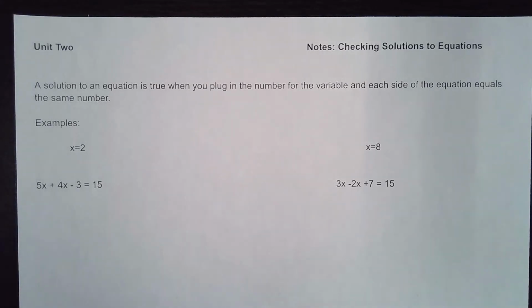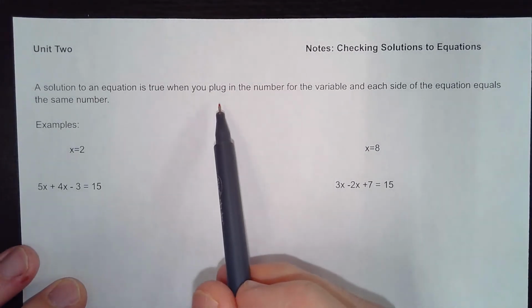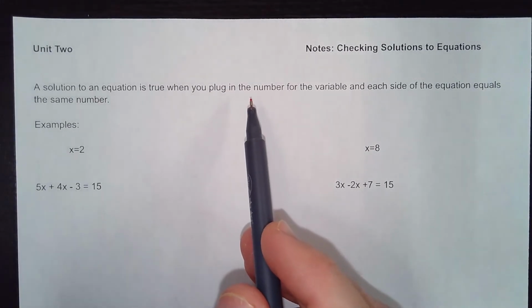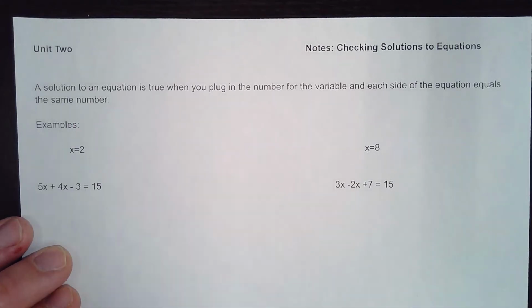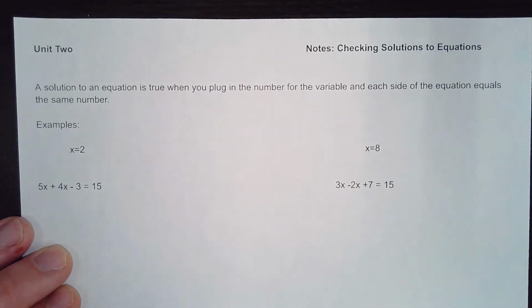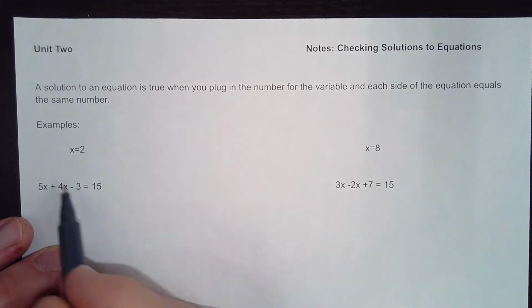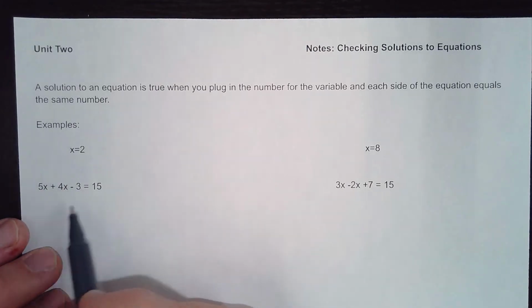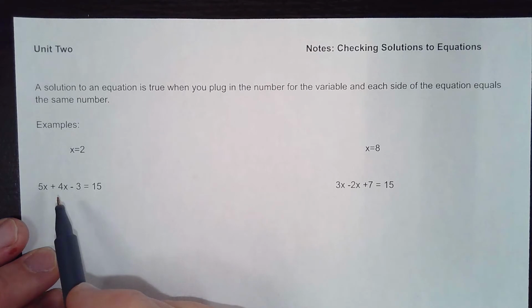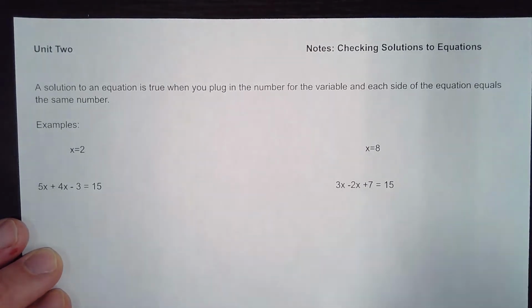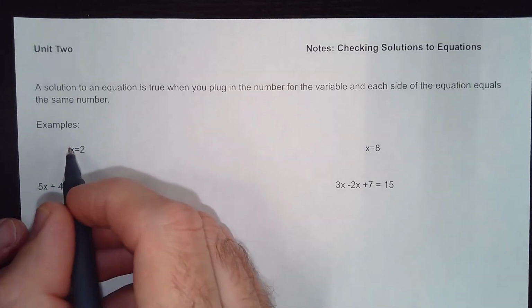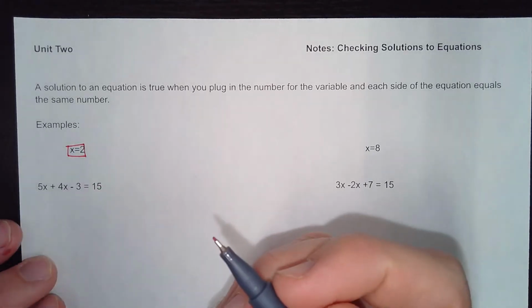A solution to an equation is true when you plug in the number for the variable and each side of the equation equals the same number. So when you plug it in, it's equal. Like in this example here, we'd plug in our x and we'd end up with 15 equals 15. So let's see if that works. We've solved it, and we got x equals 2 as our solution.